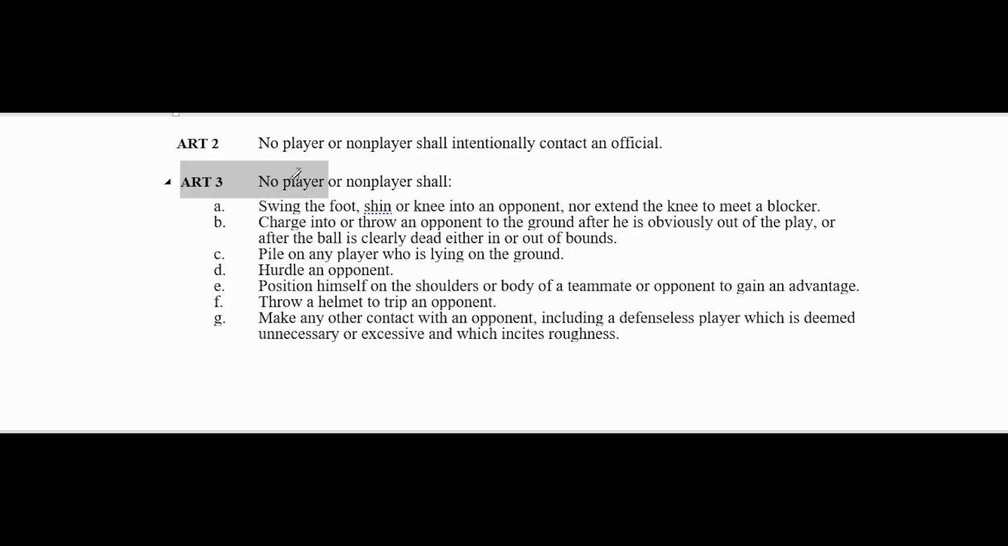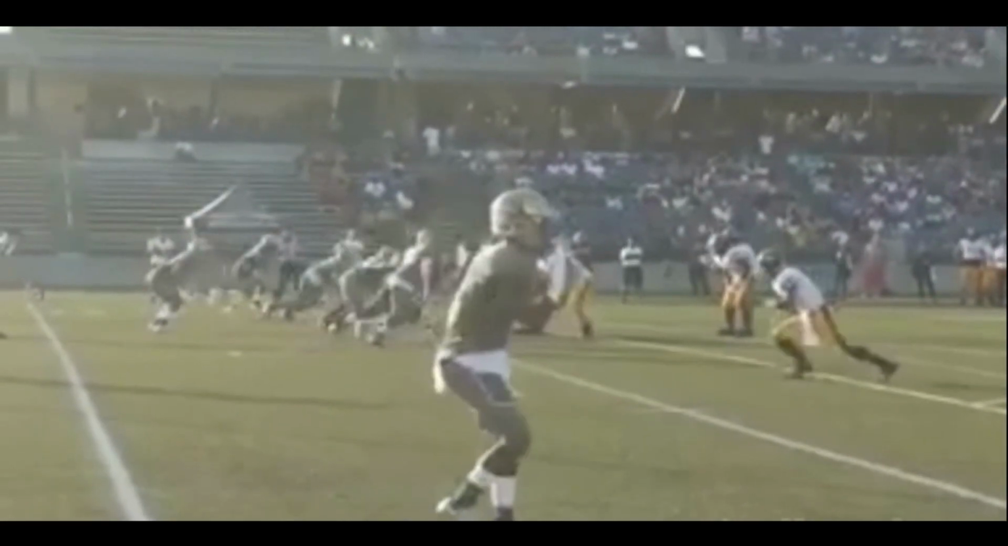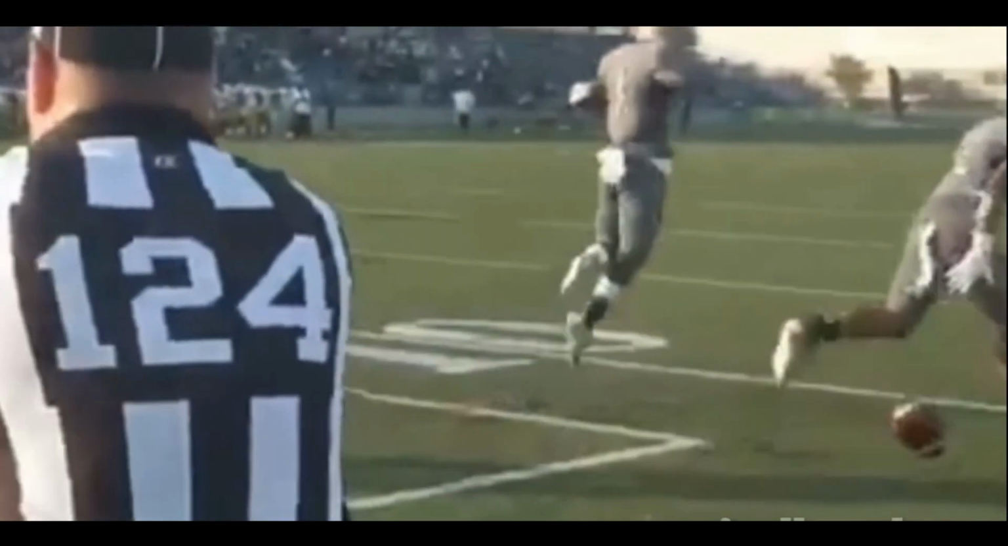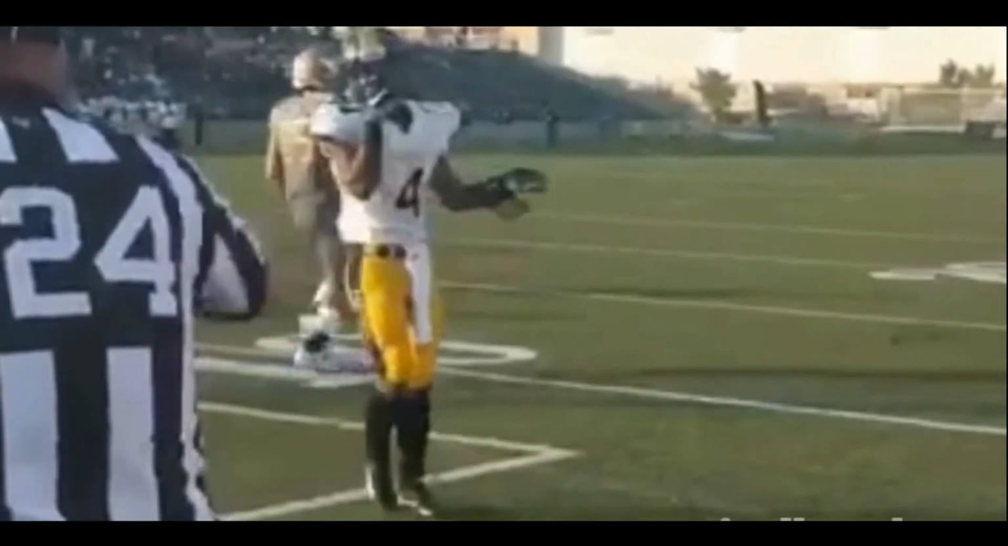We already know that Rule 9-4-3 prohibits a non-player or player from making contact with an opponent, including a defenseless player, which is deemed unnecessary or excessive or which incites roughness. Whether contact was unnecessary or excessive has always been left to the judgment of the individual official. This new rule defines what contact constitutes legal contact to a defenseless receiver.